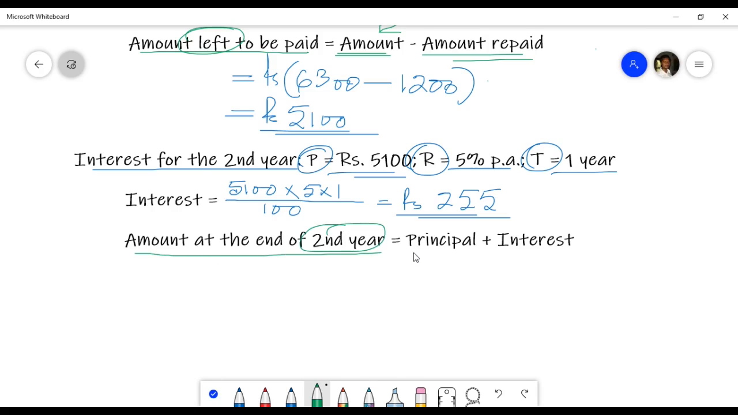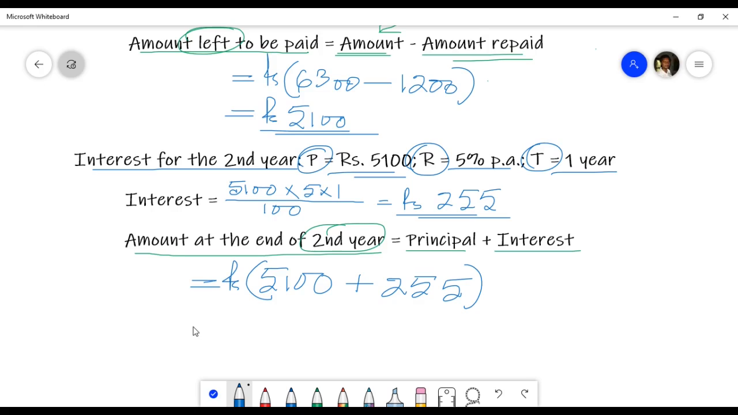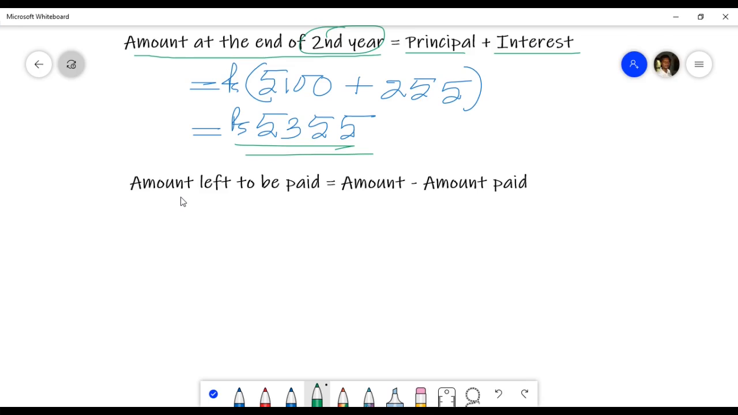Amount at the end of second year, the formula all of you know, principal plus interest. We'll replace the values here. After adding principal and interest, we will get the amount at the end of second year as rupees 5,355. So this 5,355 is the amount at the end of second year. I hope you have understood till here.